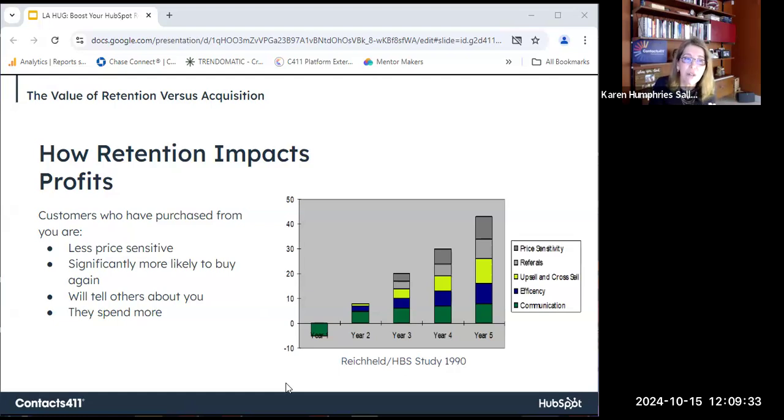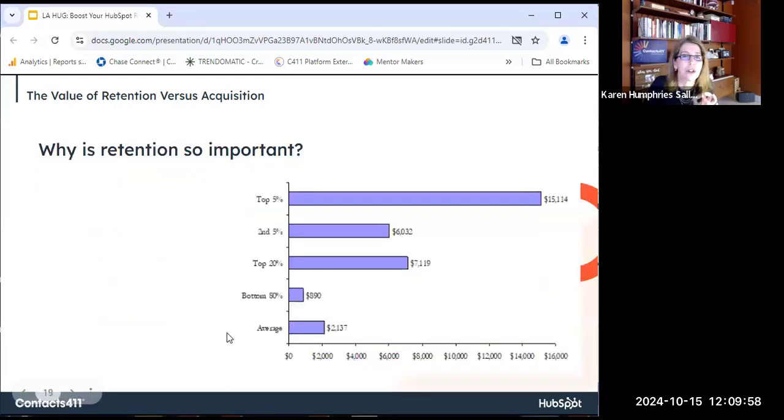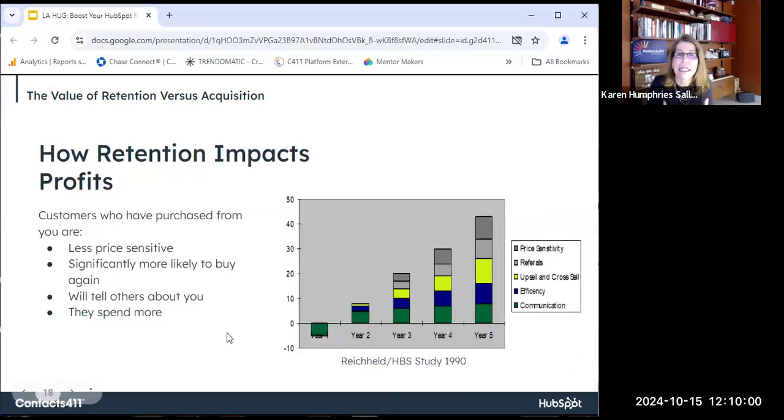Customers that have already purchased from you are already less price sensitive. They know you better. They're significantly more likely to buy again. They're going to tell others about you. They'll just overall spend more. There's just so many good reasons to keep that information and stay in contact with them. And it still holds true today. Oh, sorry, there was one other point, which is upsell and cross-sell. Another really important point is those existing customers, when you offer a new product, they're going to be the most likely ones to pick up that new product because they trust you.